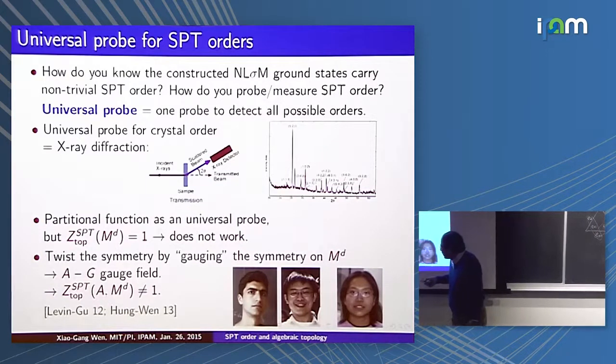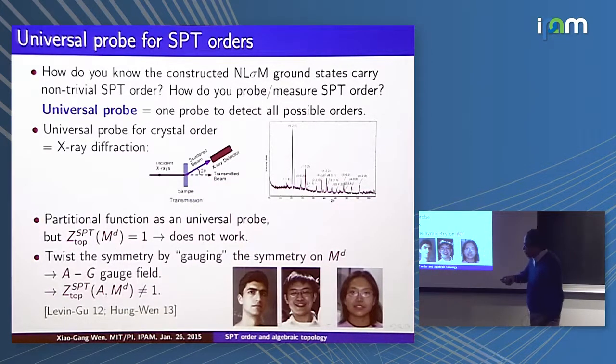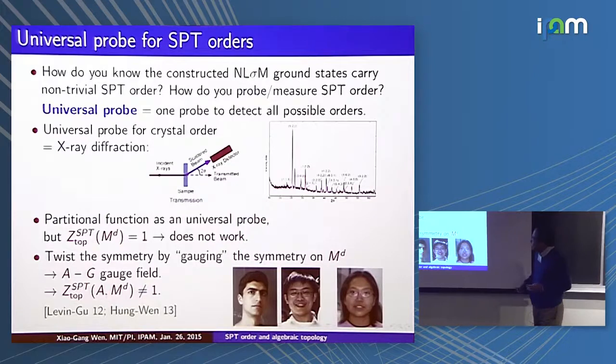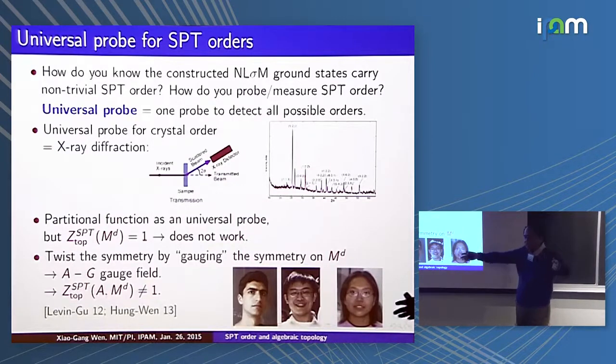So therefore, there's an idea first proposed by Levin and Gu, and also Janet and I have been using a similar thing. That is, we can gauge the symmetry and consider the partition function gauged with the symmetry. Basically, if the system has a symmetry, you can... I won't go into detail.